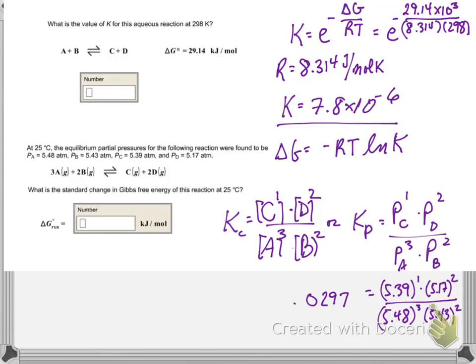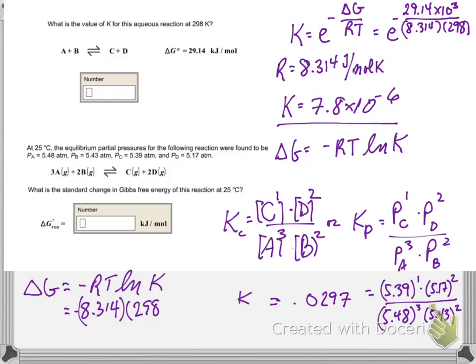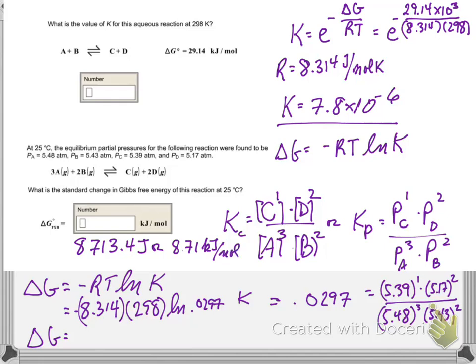I do that and I get a value of 0.0297. That's what K is equal to. Now put in the formula. Since I know the temperature, I know R, and now I know K. If I do that, I get a value of delta G. This value is in the units of the R I'm using, in terms of joules. I get 8,713 joules per mole. The answer asks for kilojoules per mole, so I divide that by 1,000 and I get 8.71 kilojoules per mole. So if you can't see the dot, it's 8.71 kilojoules. So you just want to make sure that, given either K or delta G, you can calculate the other.